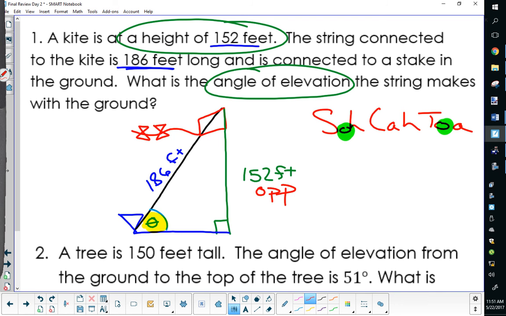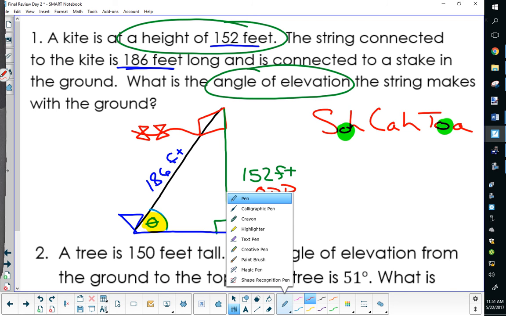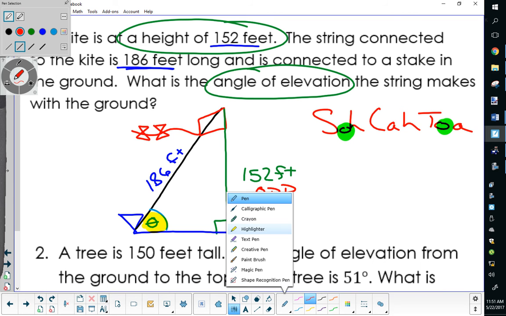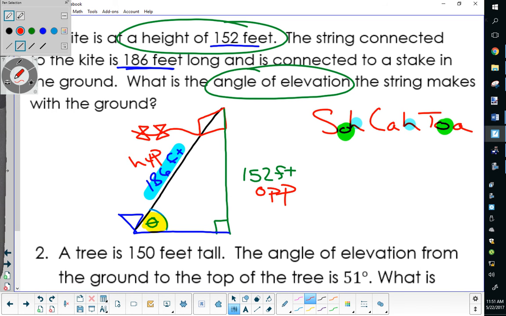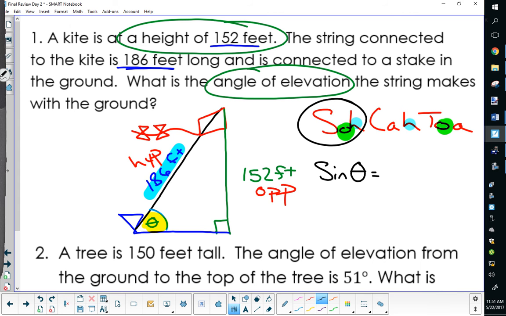What about 186 here, Luis? Is that going to be the adjacent or the hypotenuse? Yep, that's the hypotenuse. It's across from the right angle, so he knows that this is the hypotenuse. Which trig function are we using if it's opposite and hypotenuse? So sine of my angle, because I don't know what my angle is, equals the opposite, 152, over the hypotenuse, which is 186.